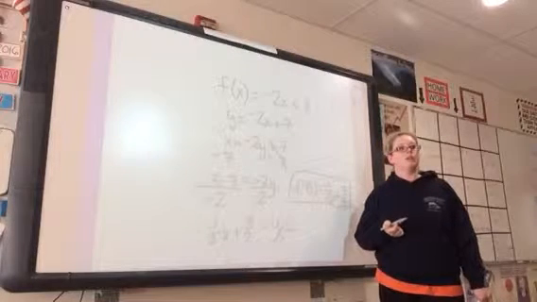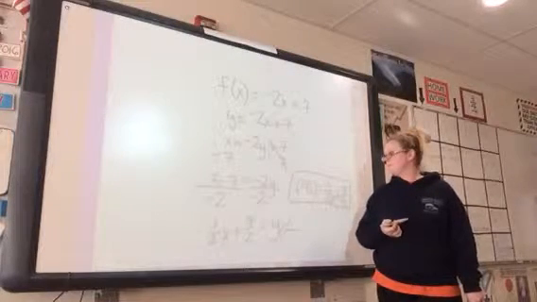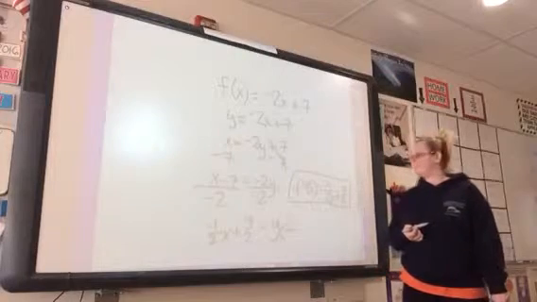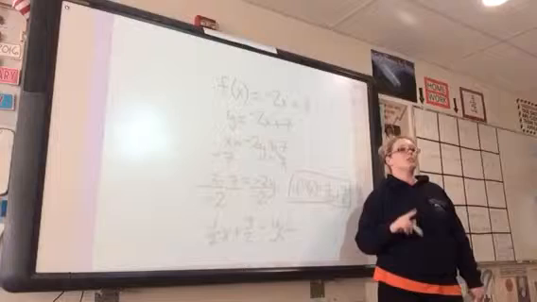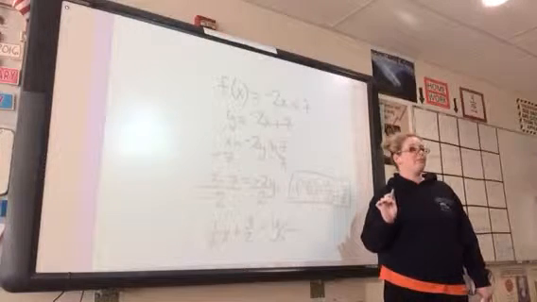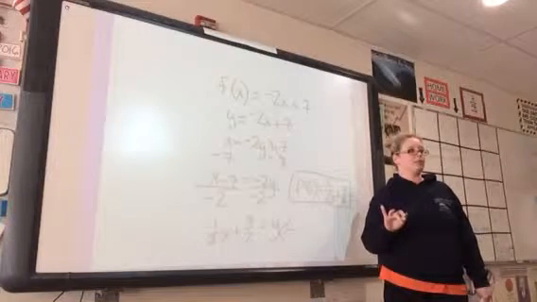Instead of putting 7 over 2, we just do 3.5. You can do 3.5, but what I say for decimals is if it gets to a decimal where you would have to round it, just leave it as a fraction simplified.